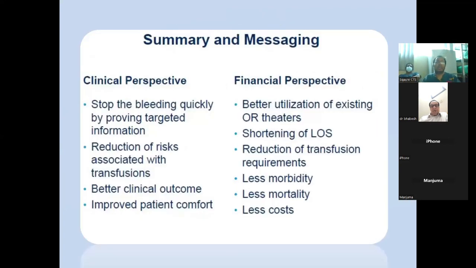And finally, the summary of this presentation is that from a clinical perspective, we can stop the bleeding quickly by providing targeted information, reducing the risks associated with transfusions, with better clinical outcome and improved patient comfort. On the other hand, from the financial perspective, there is better utilization of existing OT or OR theaters, shortening of the hospital stay, and reduction of the transfusion requirements. We can reduce the morbidity and mortality, and we can lessen the costs as well.